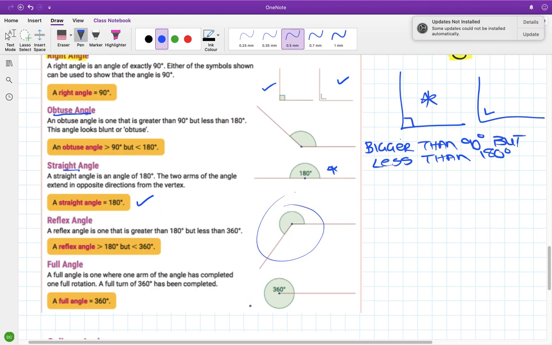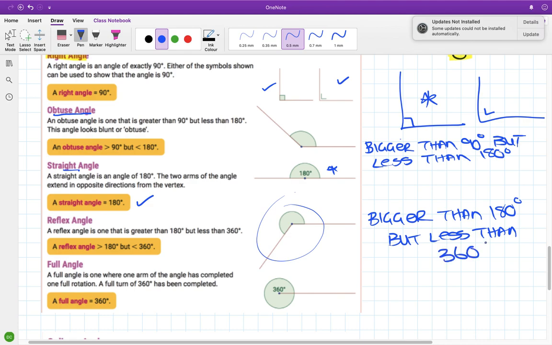And if you look at this picture, ow. But yeah, so it's an angle that is bigger than 180 but less than 360. Okay, so that's a reflex angle. So it's title, picture, description.